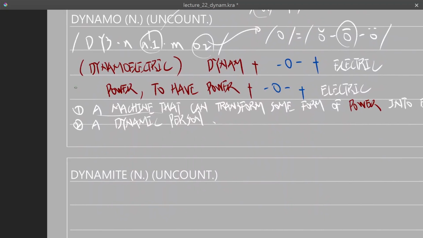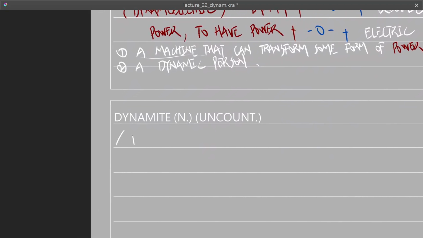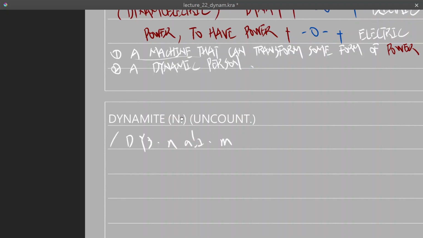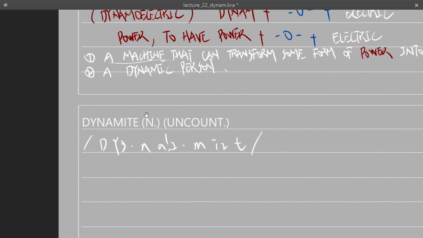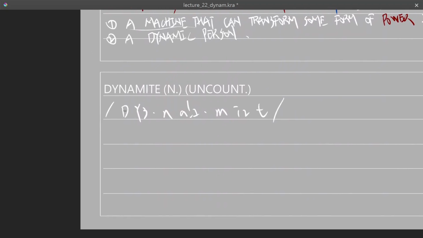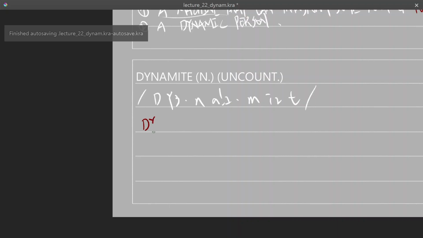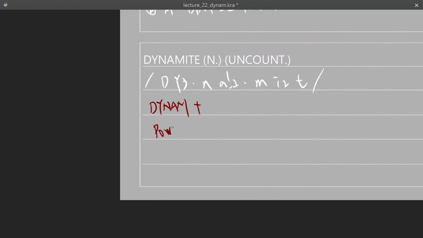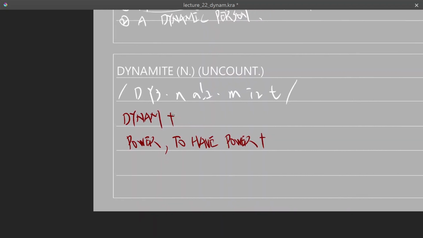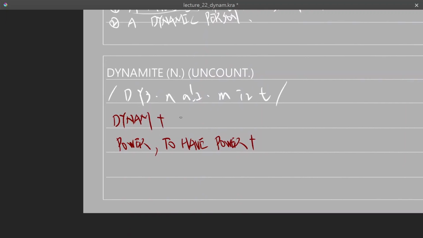Alright, next word, dynamite. Dynamite. And again, we have dynam, meaning power or to have power. Lastly, we have the noun suffix ite.